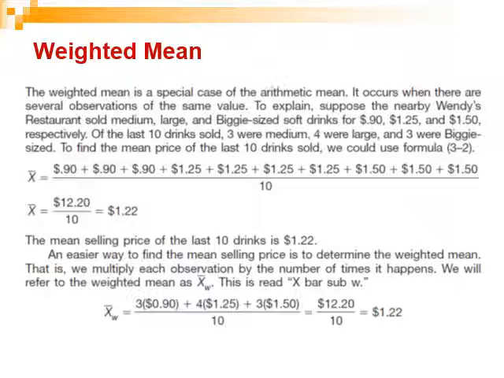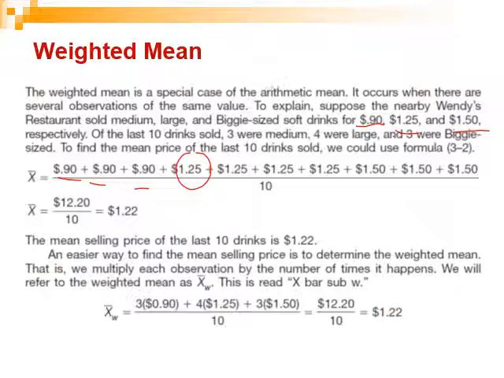For example, suppose that we have a restaurant that sells medium, large, and big size soft drinks, with prices 0.9, 1.25, and 1.5. Here, in the last 10 drinks sold, 3 were medium, and the price of one medium is $0.9. Then 0.9 plus 0.9 plus 0.9, and he sold 4 large, and one large is sold for 1.25. So we have 4 values equal to 1.25.